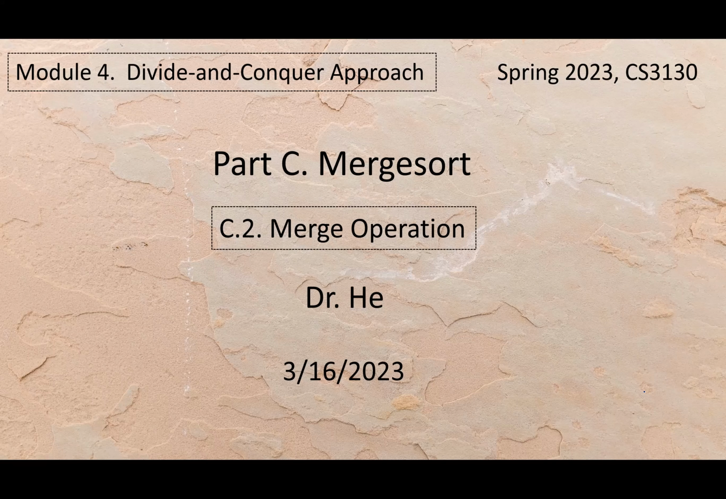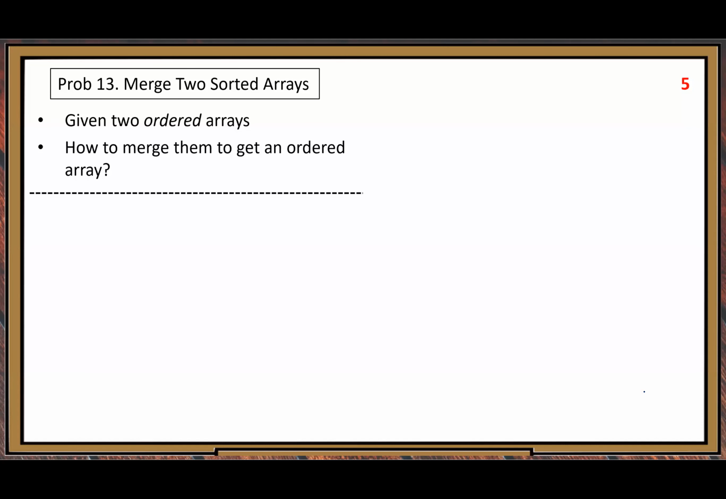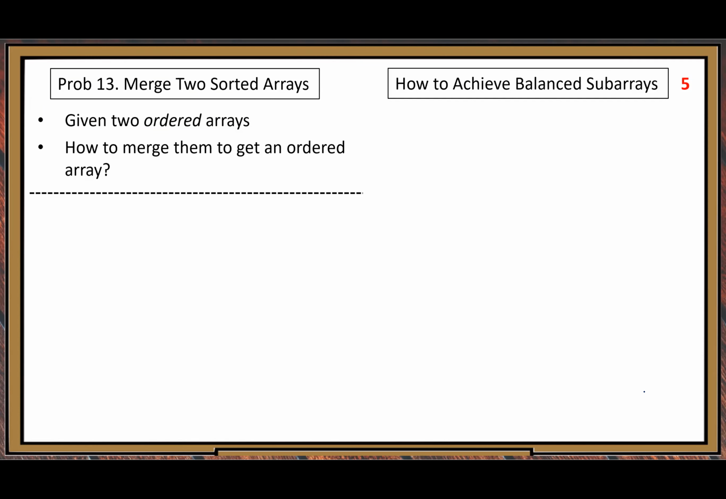C.2, merge operation. Now we look at the detail of the merge operation. How to achieve balanced subarrays. The divide step. First, we need to split the given data. We have freedom. Nobody told us which way to split, right? We have freedom to split the data as we like, and here we will take advantage of that.